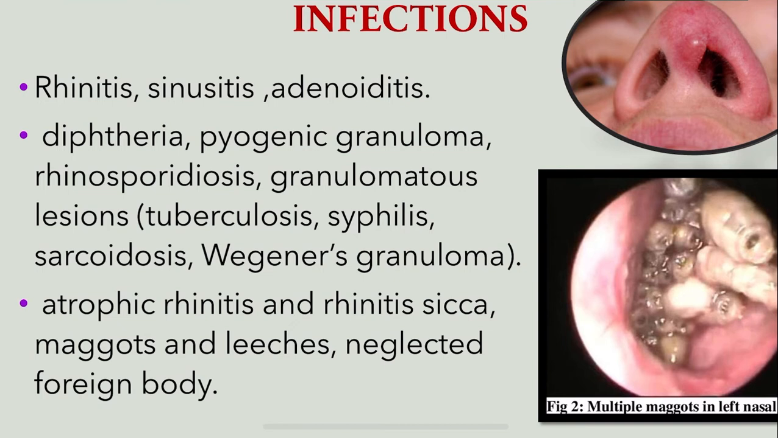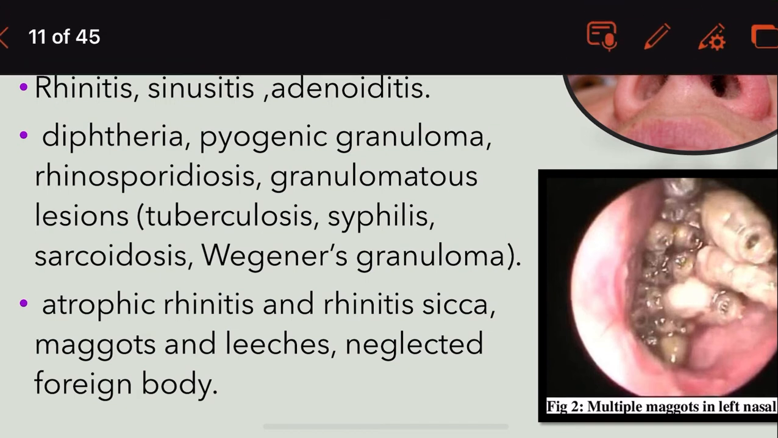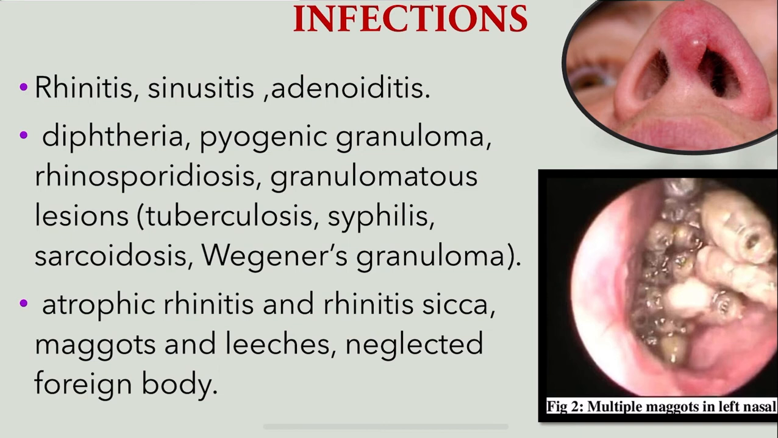Okay. So guys, infections, all the infections which are related to the nose and then the sinuses. Okay. Rhinitis, sinusitis, adenitis, diphtheria, the pyogenic granulomas, and then sarcoidosis, Wegener's granuloma. Then the rhinitis sicca, they're also talking about the maggots and the leeches. And if a neglected foreign body, if a person has got some foreign body, like a child just playing and he's put some groundnut or something like that, a kind of any foreign body into his nose, and then it is left on for a prolonged period without treating it, and eventually it will result in epistaxis. Okay.